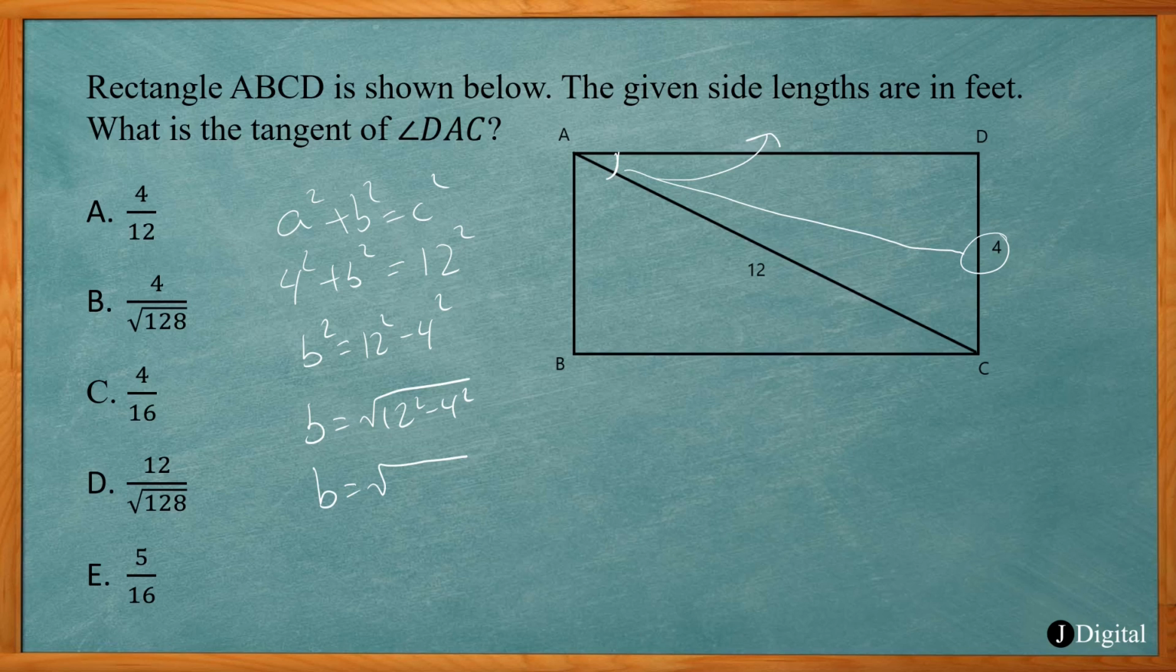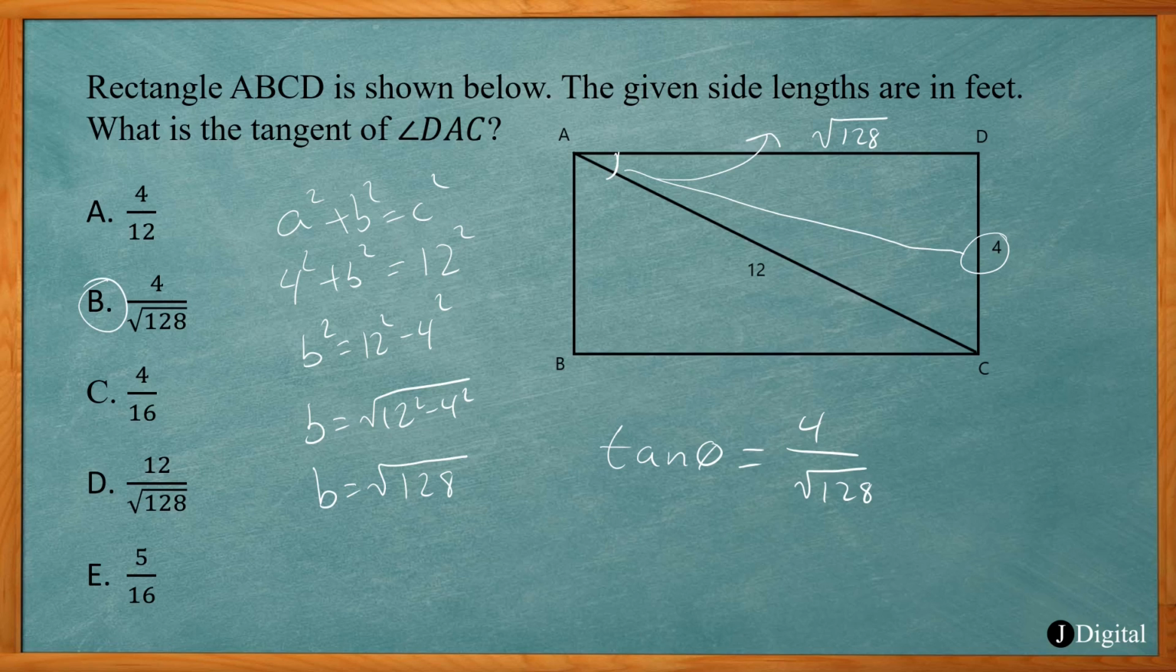12 squared is 144. 4 squared is 16. So 144 minus 16 gives you 128. So this side here is the square root of 128. So then tangent of that angle will equal the opposite, 4, over the adjacent, square root of 128. That gives us answer B.